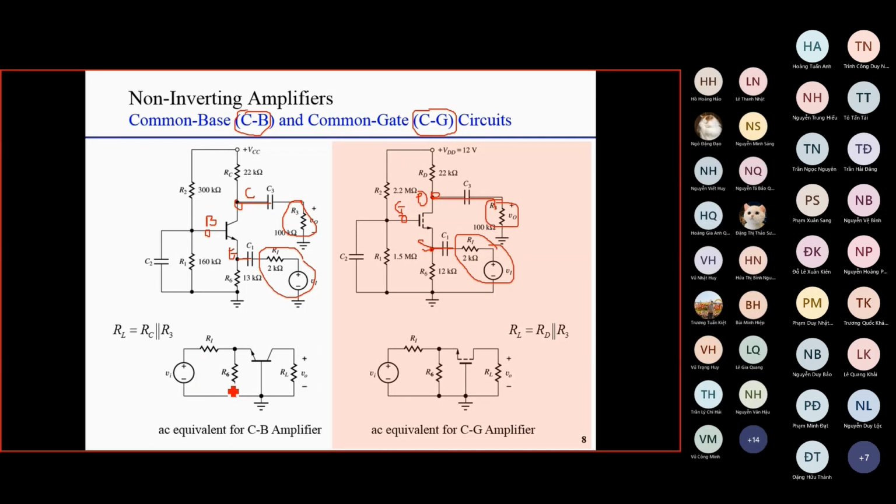As you can see here, the AC equivalent circuit is always the same. This part, including the Thevenin equivalent of the signal source and RS here, is very similar. At the output you have RL here. The only difference is the transistor: here is the BJT, here is the field effect transistor. So we should replace this transistor by its small signal model. The AC circuit is nearly totally similar.